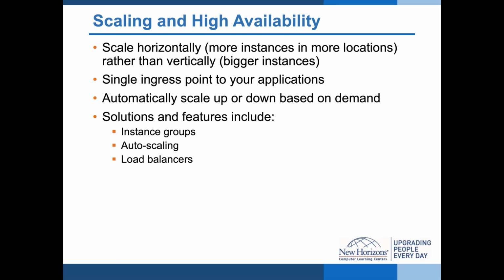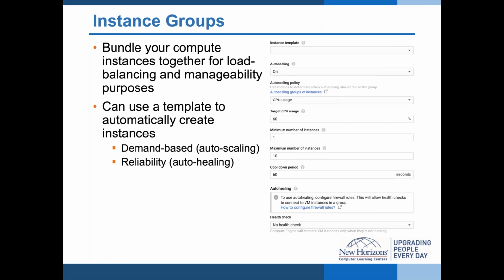So within this scaling and high availability area, we have three main solutions or features: instance groups, auto scaling, and load balancers. Instance groups are basically a collection of virtual machines, or compute instances as we call them, where we bundle them together for load balancing and manageability purposes. So essentially, you just use a template. I'll give you a little sample there.